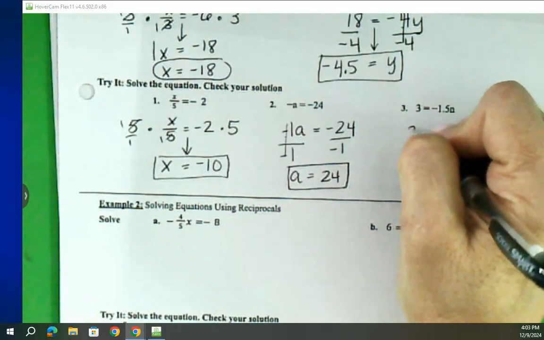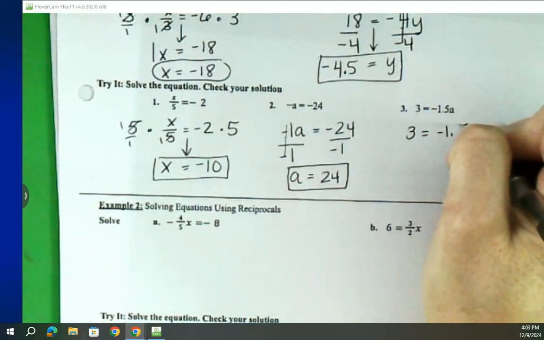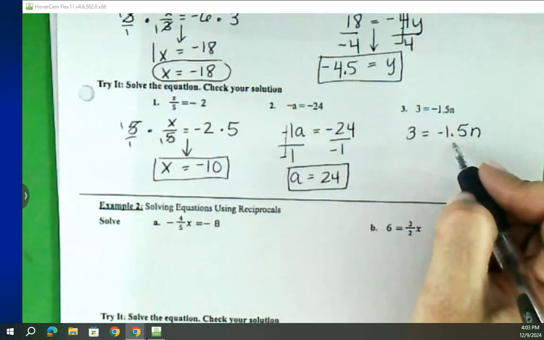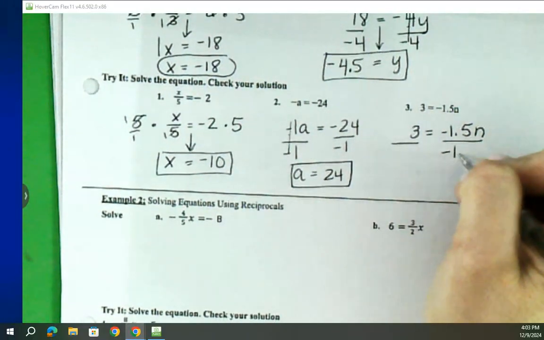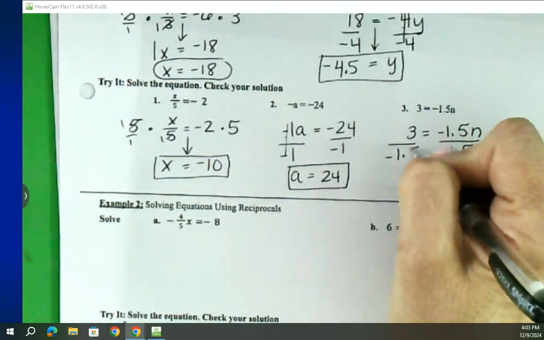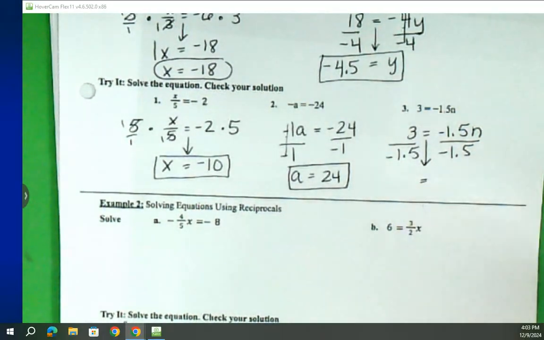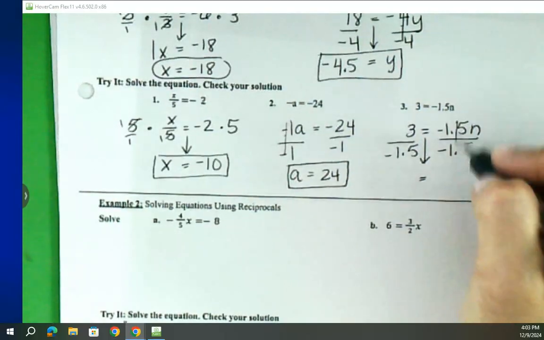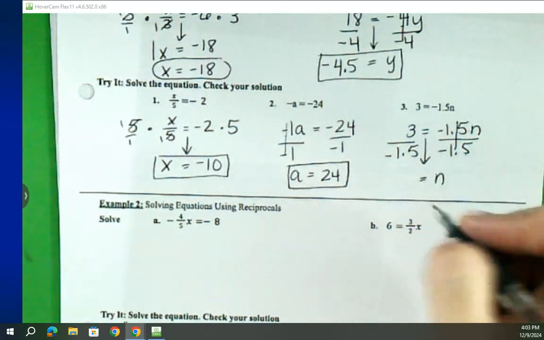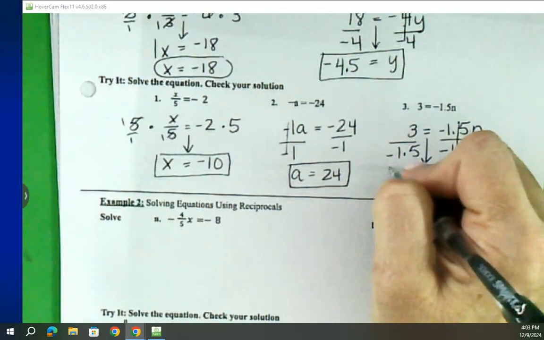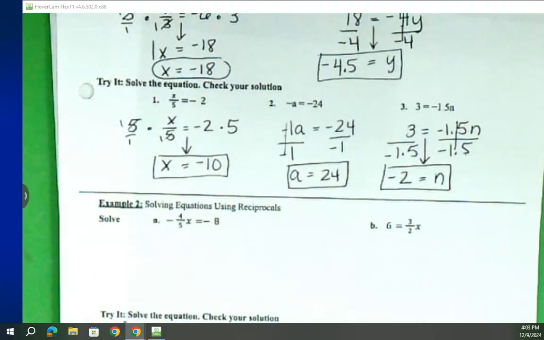And then for number 3, we have 3 equals negative 1.5n. n is being multiplied, so the inverse of that would be to divide both sides by negative 1.5. And lining up our equal sign, any number divided by itself is 1, and 1 times n is n. 3 divided by negative 1.5 is negative 2. So we have negative 2 equals n. Okay, so that is multiplying and dividing.